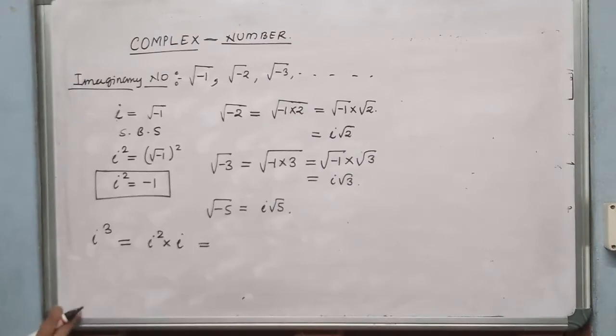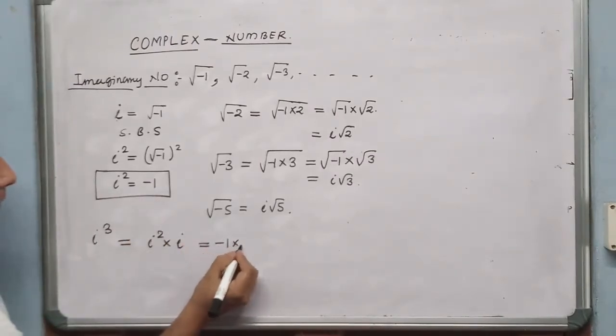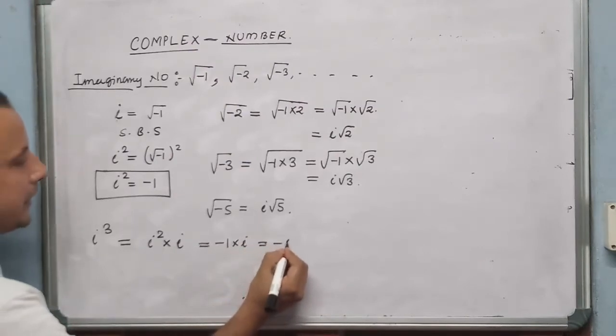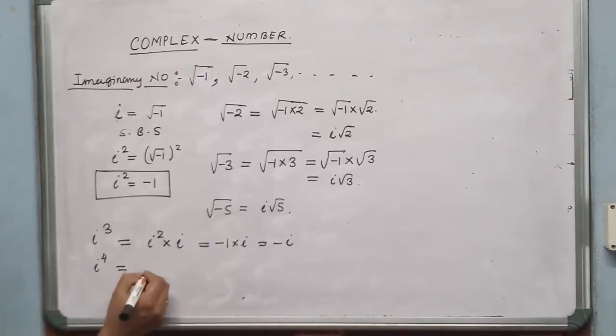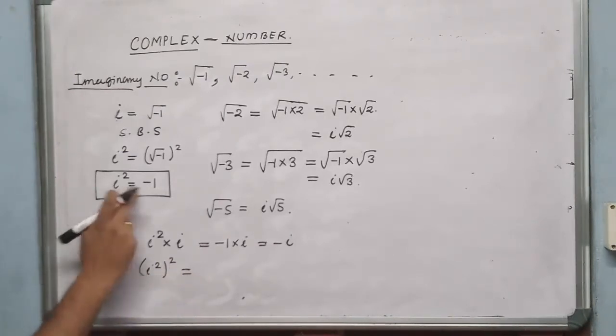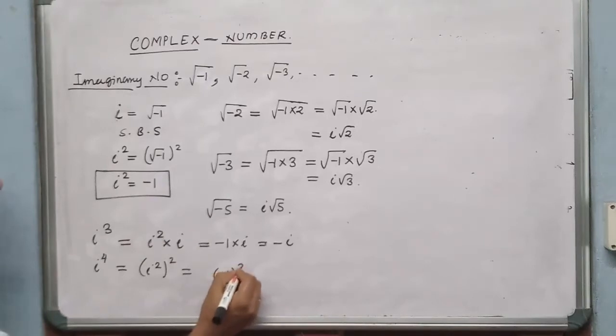Now what is the value of i square? i square equals -1. So we can put -1 here: -1 into i, and the value is -i. Then what will be the value of i to the power 4? i to the power 4 we can write as i square whole square. Now i square is -1, and -1 whole square equals 1.